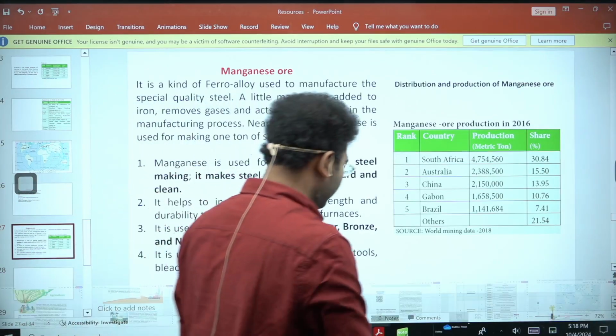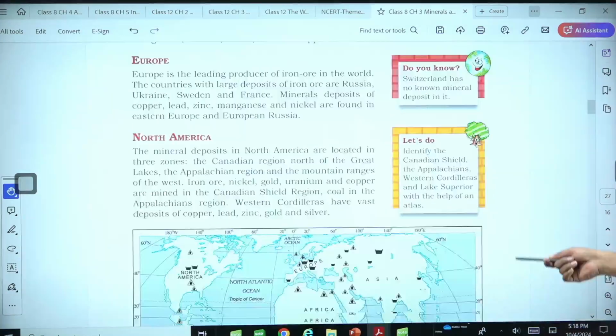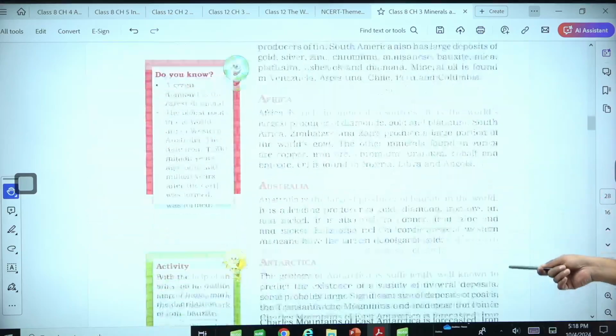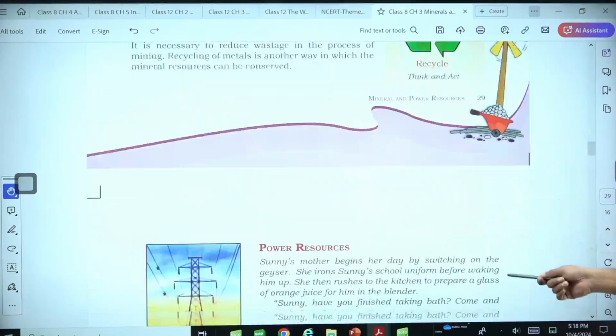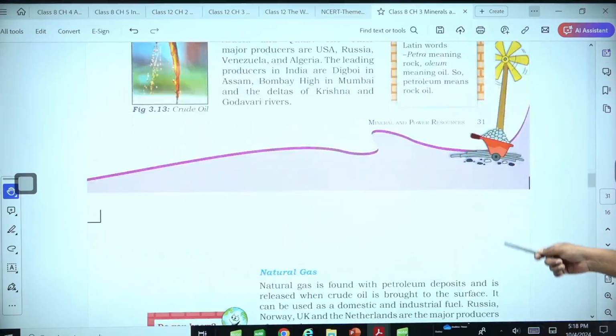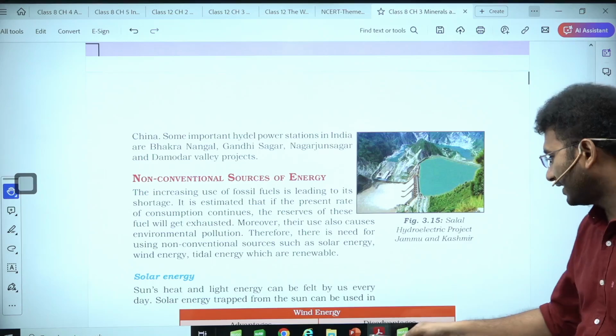Now come to your chapter. See here, they also talk about manganese. So other minerals are also there. These minerals, you need to have a brief idea on them, right? You need to have a brief idea on these particular minerals. So let's quickly look into the brief idea.